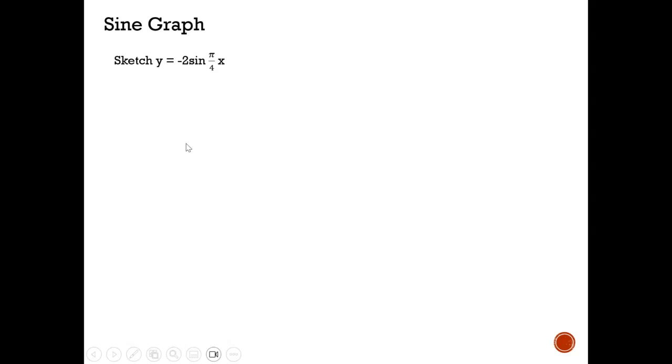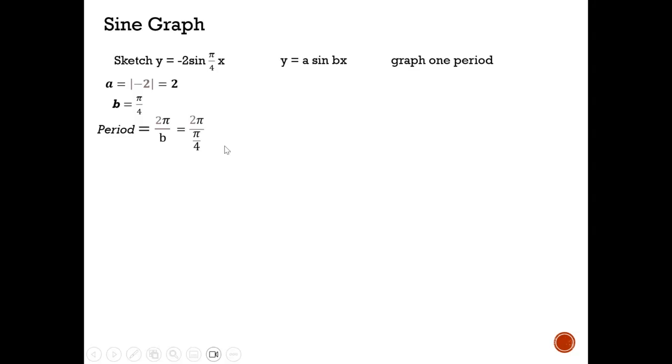Now let's graph y equals negative 2 sine of pi over 4 x. My amplitude is negative 2, which will be 2. My b is pi over 4. My period will be 2 pi over b, so it's going to be 2 pi over pi over 4, which is 2 pi times 4 over pi. See, guys, here the pi's cancel. It's 1, so 2 times 4 is 8. So my period is going to be 8.